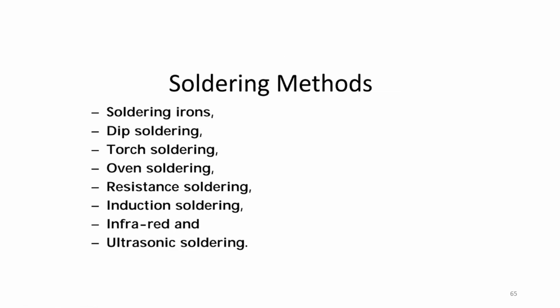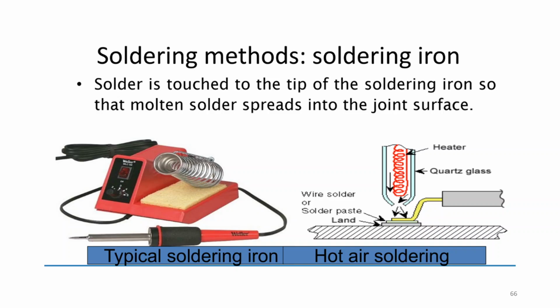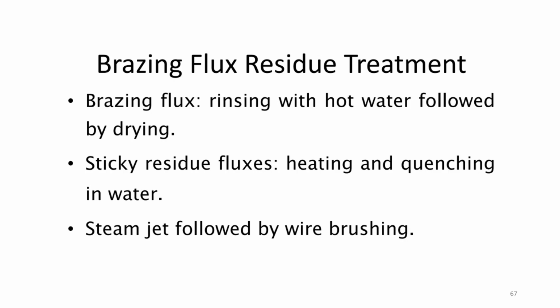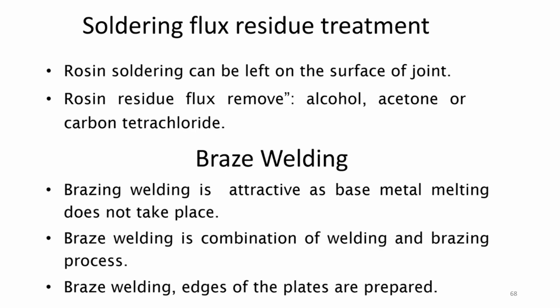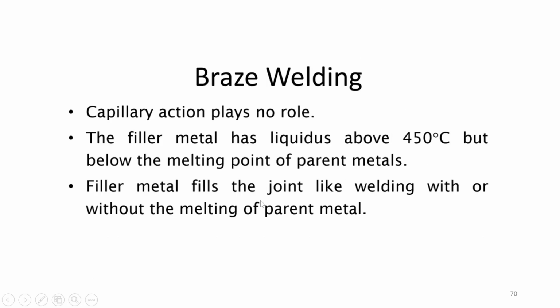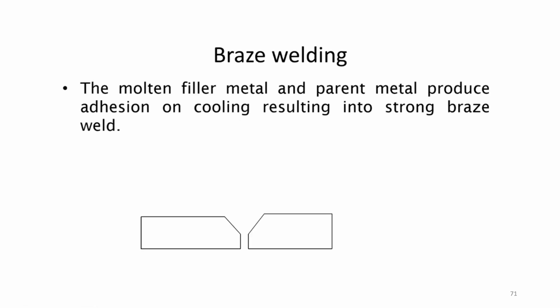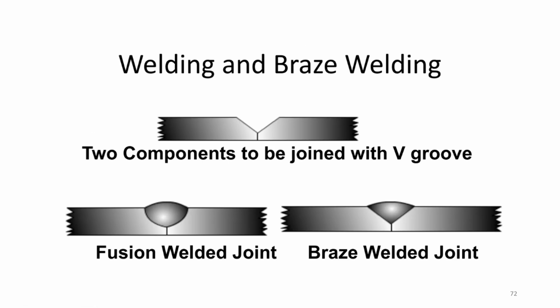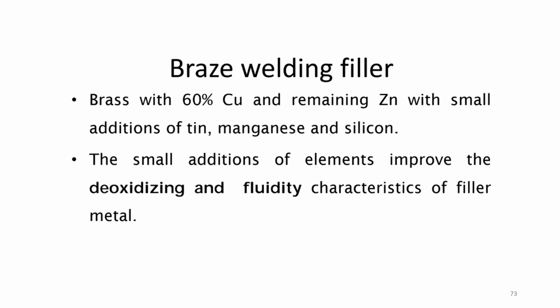Then these are soldering methods. Then soldering iron, how soldering is performed. Then flux residue treatment, braze welding, applications of braze welding in case of cast iron and hardenable steels. Then how this looks compared to fusion welding.